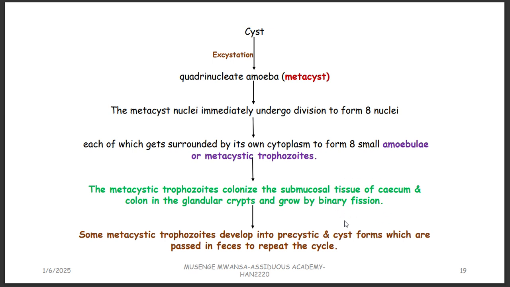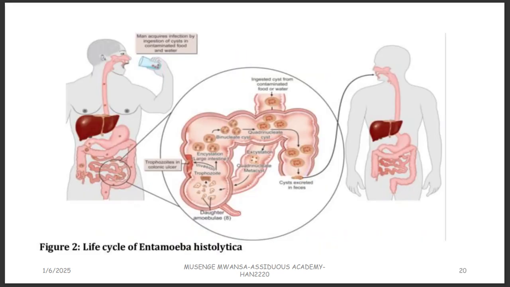Remember, we said that the form that can grow is the trophozoite, right? Now that we have formed the trophozoite, it is now going to undergo growth by binary fission. Some of the metacysts are going to develop into a precyst and then form a cyst, which is going to be passed into feces, because this is in the cecum and the colon, to continue to repeat the life cycle.